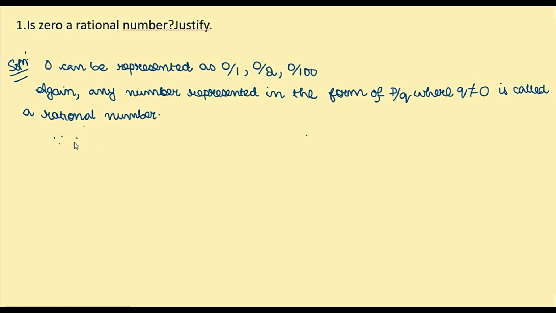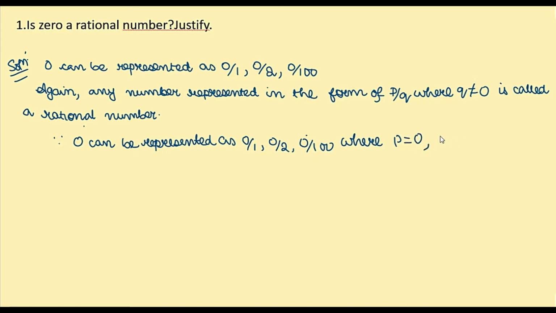So since 0 can be represented as 0 by 1, 0 by 2, 0 by 100, where P is equal to 0 and Q is equal to either 1 or 2, so Q is not equal to 0. So therefore 0 is a rational number.